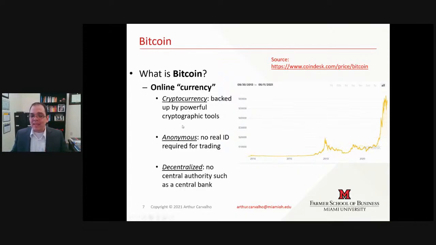Third one, it is decentralized. There is no central authority at all. So Bitcoin will be a whole banking system, or even broader, a financial system, without a Federal Reserve Bank that will control the supply of money, without a Treasury Department to actually print or create money. There are no such things here, but nonetheless, we are able to have a fully functional financial system. Okay, so that is, in a nutshell, Bitcoin.